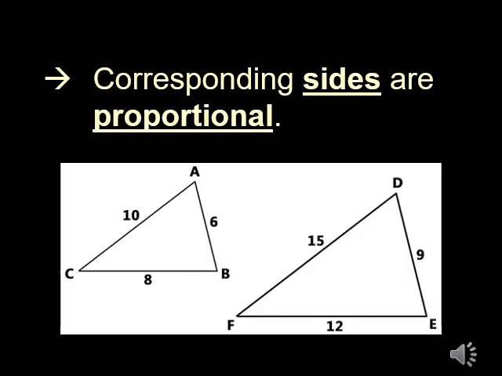The other thing that has to be true in similar shapes is the corresponding sides are proportional. And if you look at these, you can actually see that each of the sides that match up is 1.5 times as big in the second shape as it is in the first. So like if I take 10 times 1.5, I get 15, 6 times 1.5 is 9, 8 times 1.5 is 12. So everything is getting bigger by the same amount. They're being multiplied by the same thing. That's what proportional means.